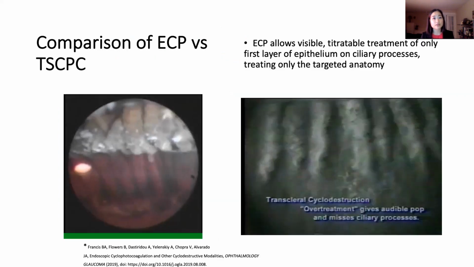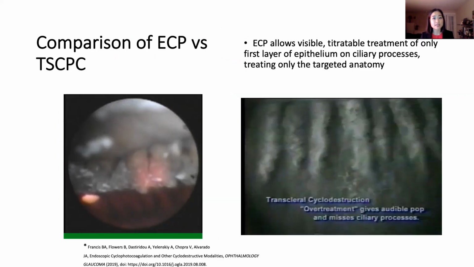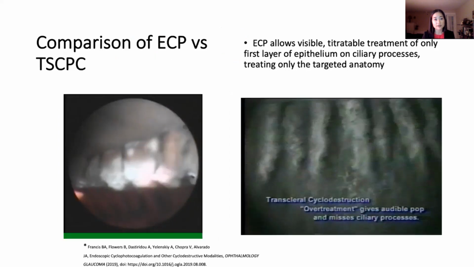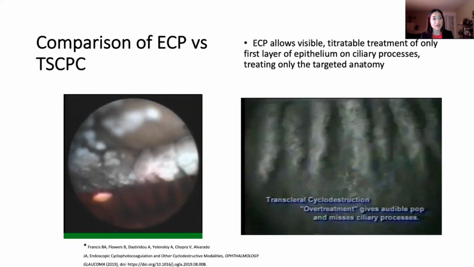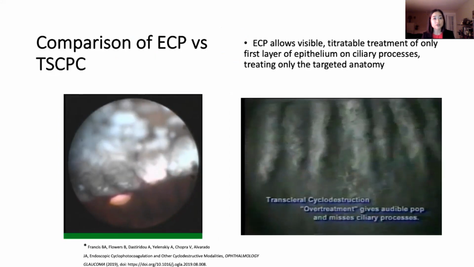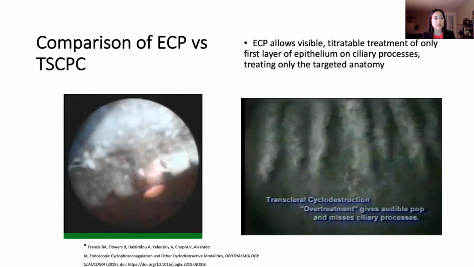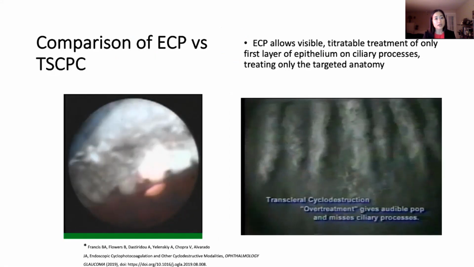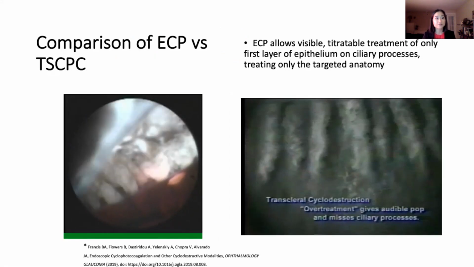And here's what it looks like in vivo. This is the ECP. You see the whitening of the ciliary body epithelium and a contraction of the tissue, which is the endpoint. And the surgeon can titrate the energy because you can visualize how the tissue is responding and avoid popping of the tissue.